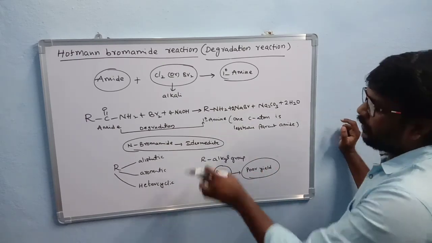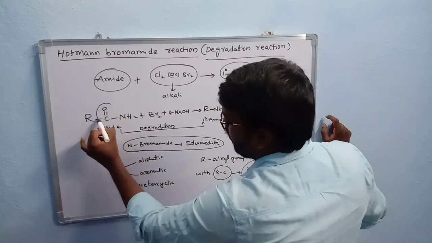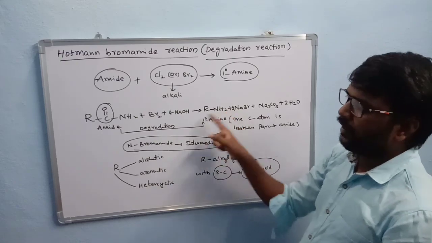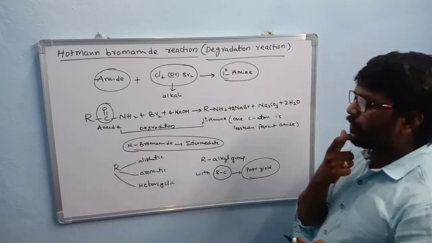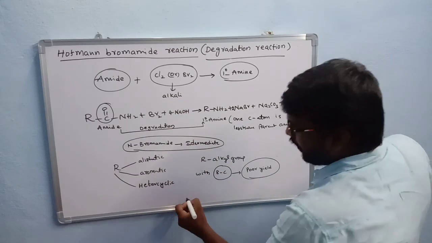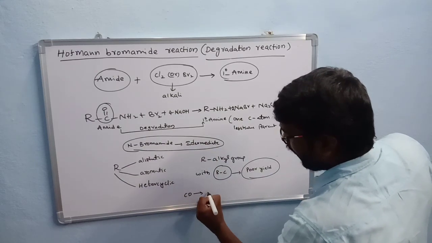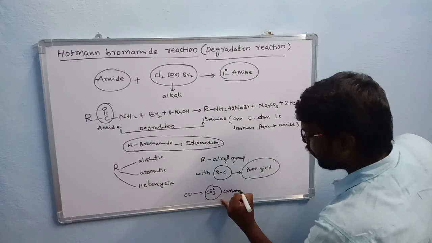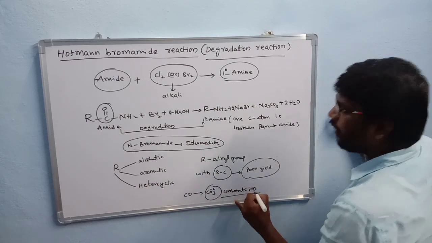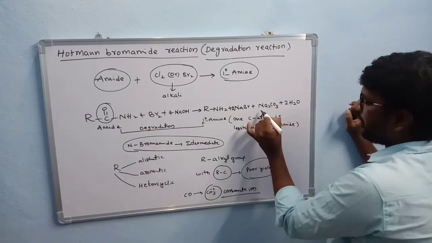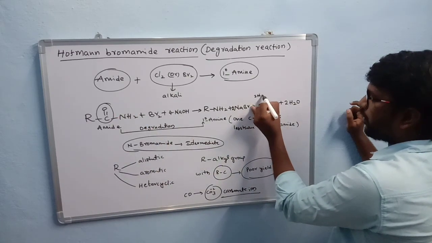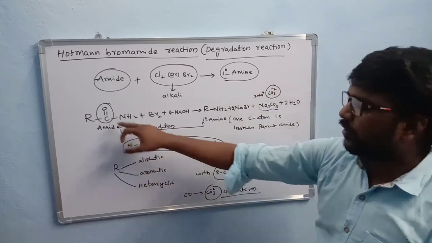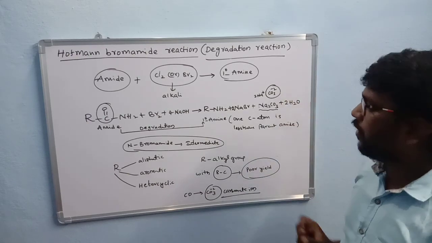Okay, and you see in the total reaction, elimination of CO takes place. You see RCONH2 gives RNH2. So in this total reaction the CO is eliminated as CO3 minus 2. The CO group is eliminated as carbonate ion. Here Na is present as Na plus, and CO3 is present as CO3 minus 2.